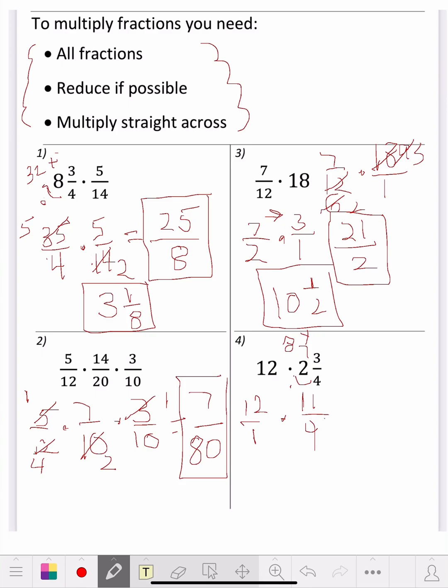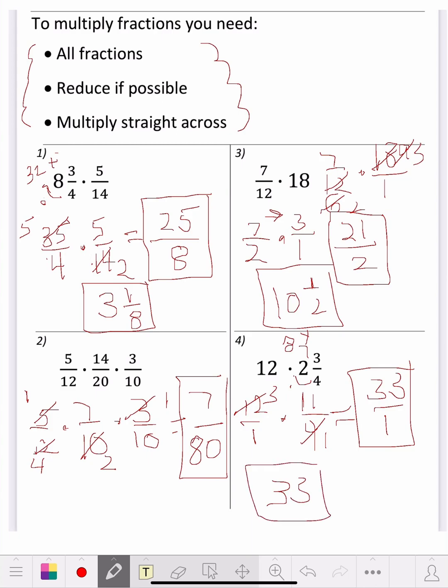Now, can we reduce this any? Yeah, look at this. 4 goes into this once. 4 goes into this 3 times. Multiply straight across. We're going to have 33 over 1. Okay, now if that's one of your multiple choice answers, that's it. But don't forget, this can also be reduced. Anything over 1 is just the same number. So 33 is the answer.